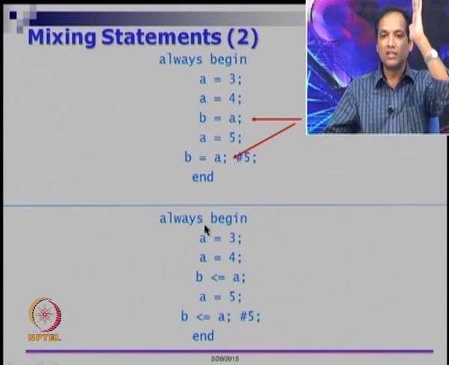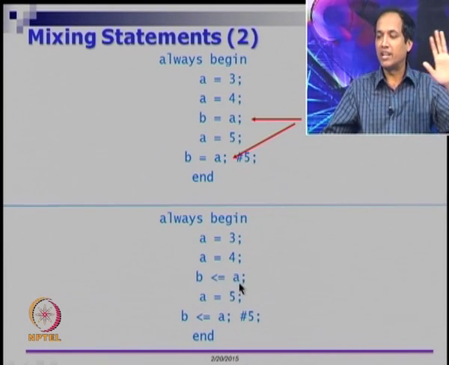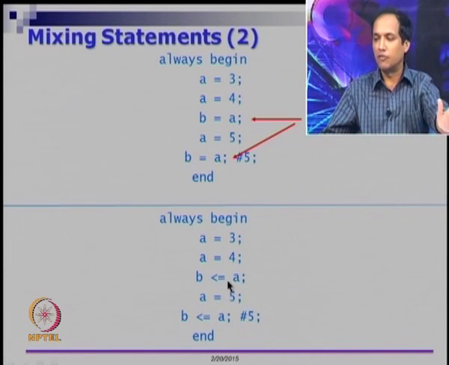So, let us look at the sequence of events here. All the blocking assignments are done one after the other. So, this blocking assignment is 3, this blocking assignment is 4, you hit a non-blocking assignment. At this point what we do is we will schedule B to get a value of 4 in the future and we continue. That is the sequence. A gets 3 immediately, A gets 4 immediately, B gets a value of 4 to be scheduled in the future.